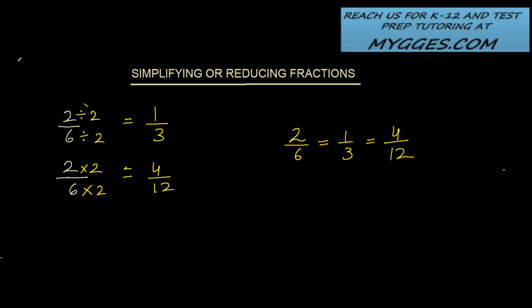So here 2/6 equals 1/3 equals 4/12. All these are the same. Whereas in simplifying or reducing fractions, we always divide both numerator and denominator by a common factor till it is completely reduced or simplified. In other words, a fraction is said to be in its simplest or reduced form if its numerator and denominator have no common factor other than 1.